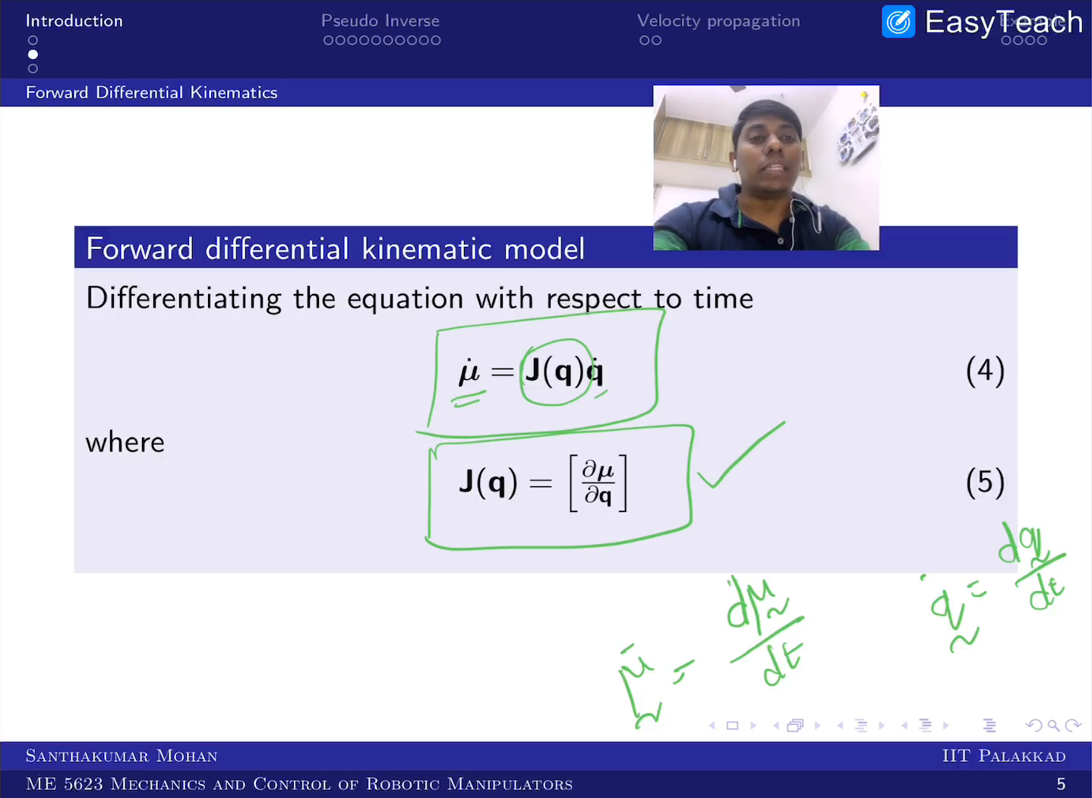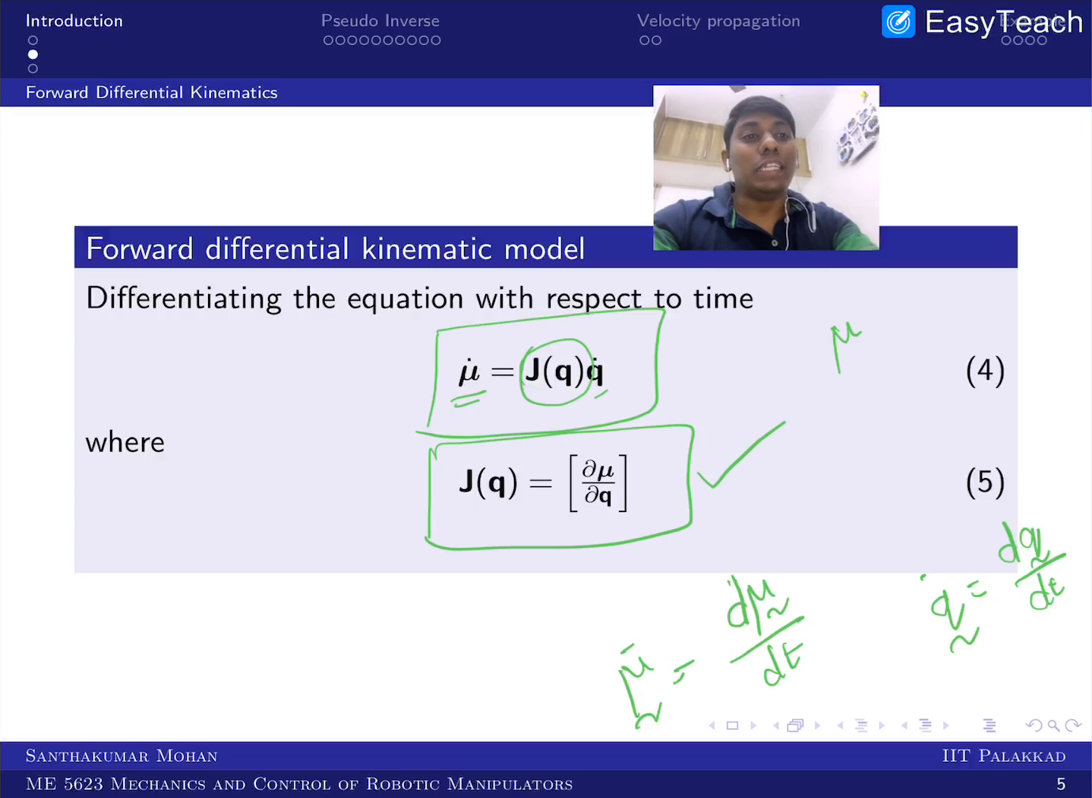Why does it come as a Jacobian? Because differentiation with respect to a scalar gives another vector, but differentiating a vector with respect to another vector cannot be directly done. It consists of partial differentiation with respect to that vector, and then you take the time derivative. That philosophy is given by the Jacobian. So that is what we call the Jacobian information or Jacobian matrix.